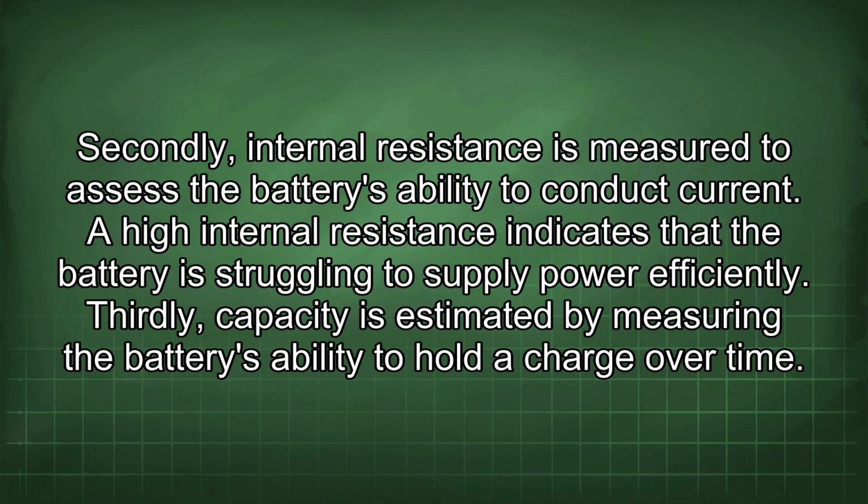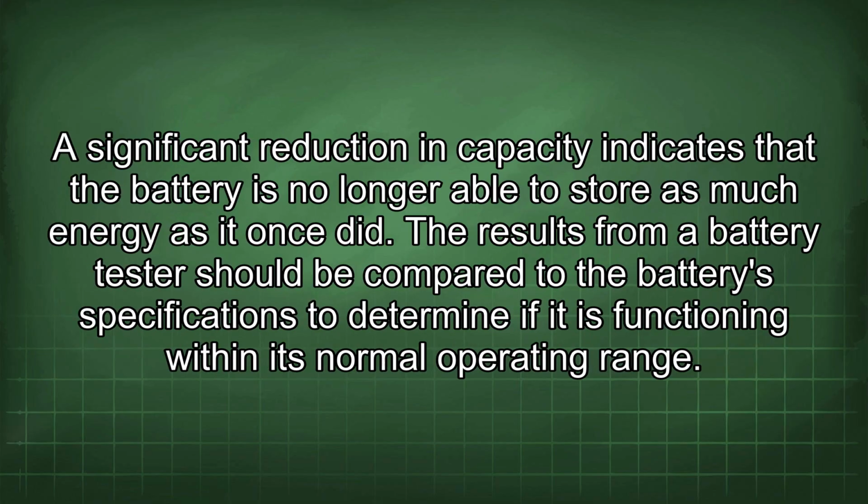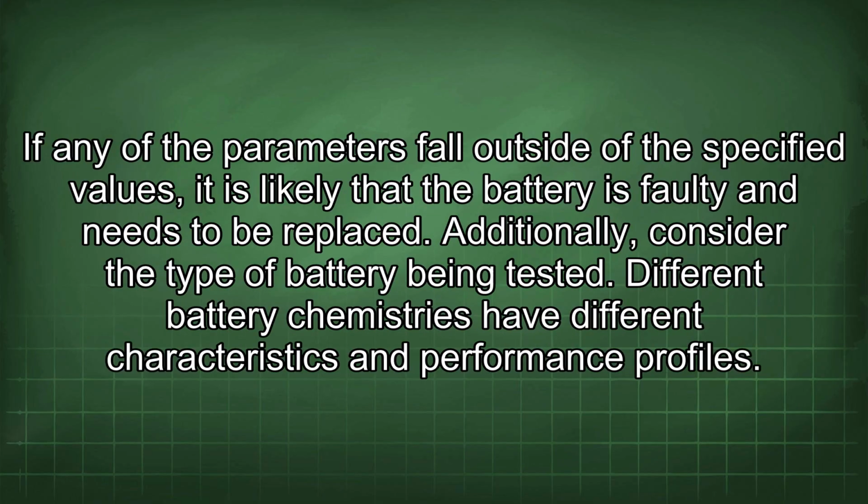Thirdly, capacity is estimated by measuring the battery's ability to hold a charge over time. A significant reduction in capacity indicates that the battery is no longer able to store as much energy as it once did. The results from a battery tester should be compared to the battery's specifications to determine if it is functioning within its normal operating range. If any of the parameters fall outside of the specified values, it is likely that the battery is faulty and needs to be replaced. Additionally, consider the type of battery being tested.